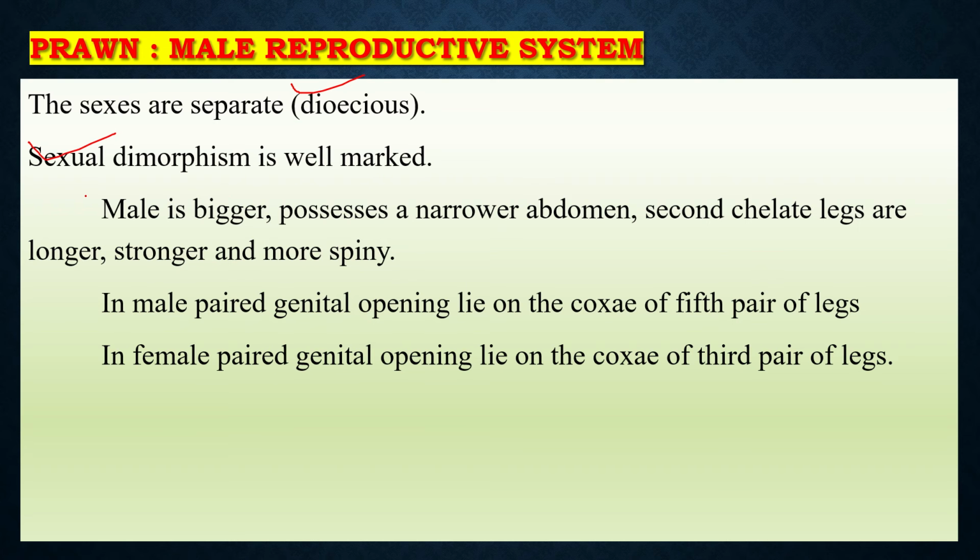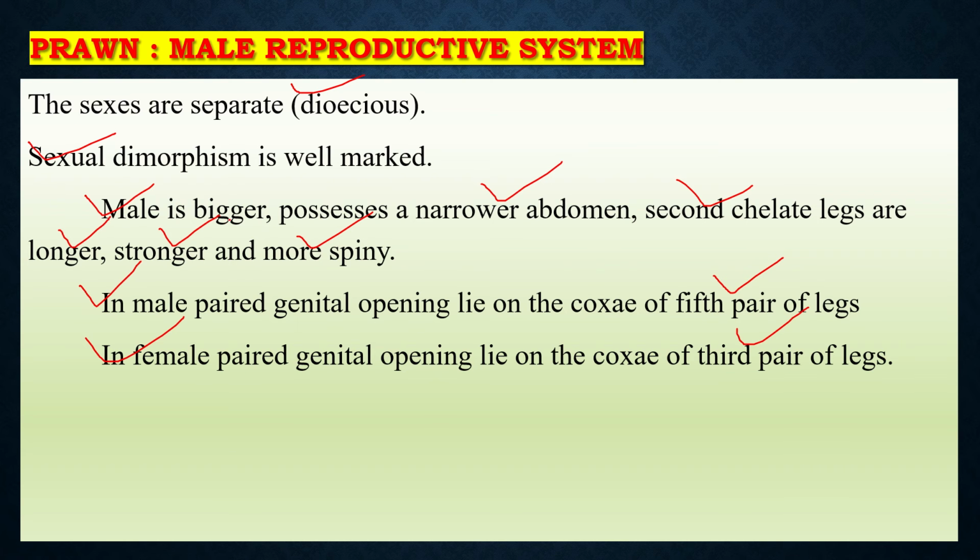The male is bigger than the female and possesses a narrower abdomen, and the second cheliped legs of the male are longer, stronger, and more spiny. Also, in the male, the paired genital openings lie on the coxae of the fifth pair of walking legs, while in the female, paired genital openings lie on the coxae of the third pair of walking legs. With the help of these characteristics, we can differentiate male from female.